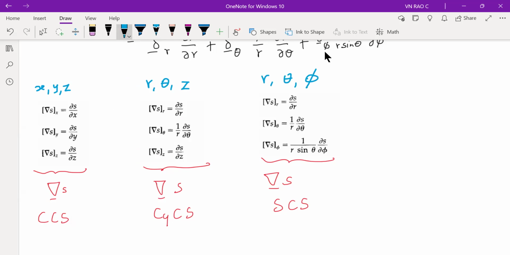So this is this portion. What we are seeing is a gradient of a scalar field. Similarly, there will be gradient of a vector field. We'll see that in the next session.